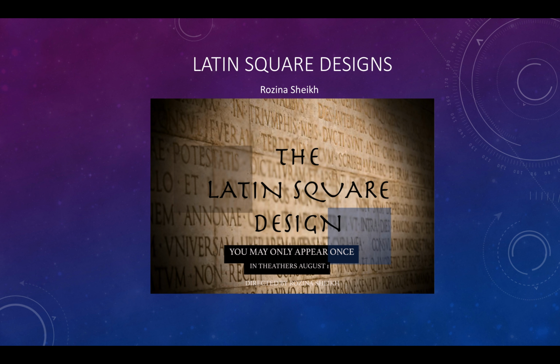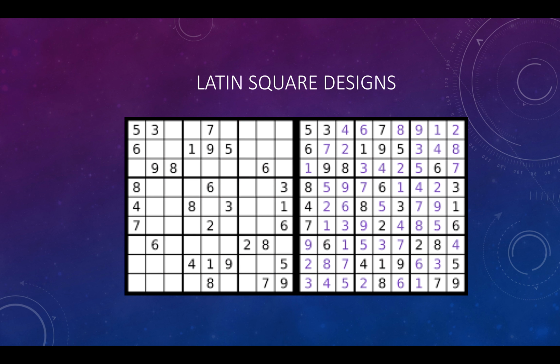In this video, we're going to be talking about a statistical concept called Latin square design. The basic concept of Latin square design can be shown in a Sudoku grid, which is a certain type of Latin square. In a Sudoku grid, you have to place numbers 1 through 9 in these smaller 3 by 3 squares.